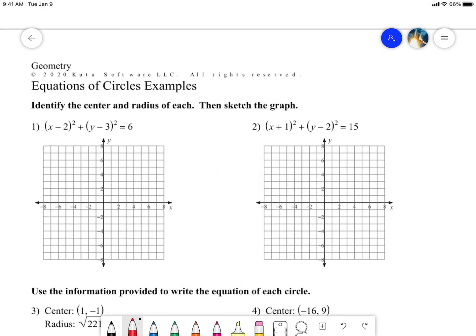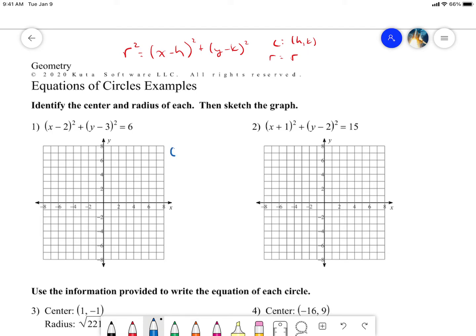So for each one of these, we want to identify their center and radius, and then we want to sketch the graph given these equations. So remember that the equation of a circle, r squared, is equal to (x minus h) squared plus (y minus k) squared, where our center is at (h, k) and our radius is equal to r. All right, so let's look at number 1.